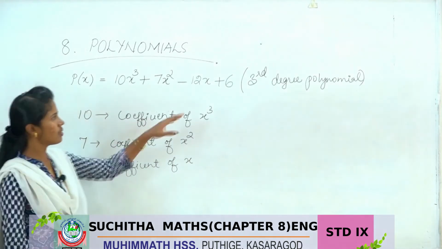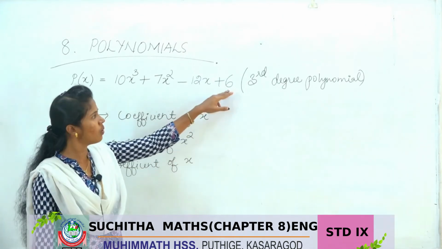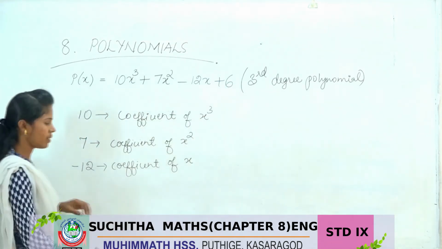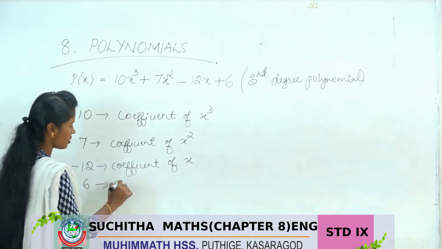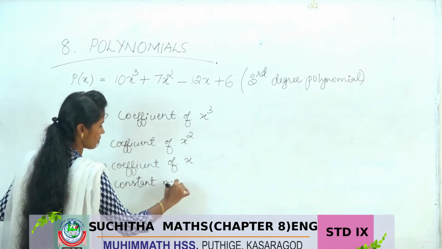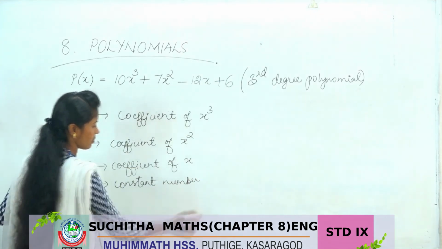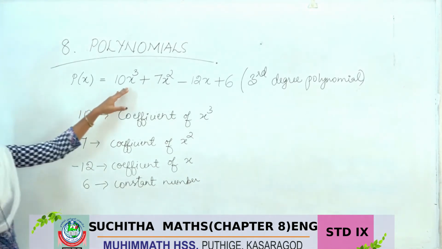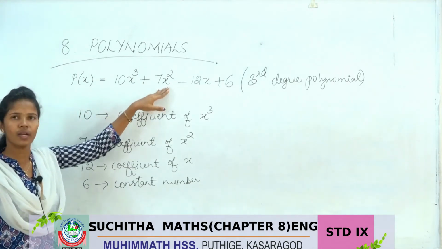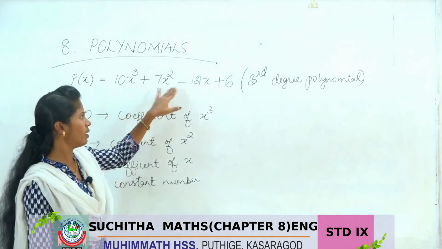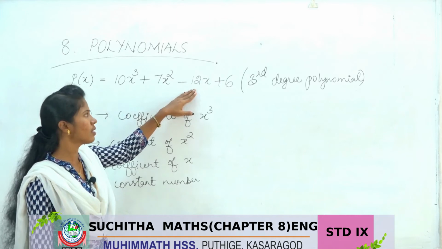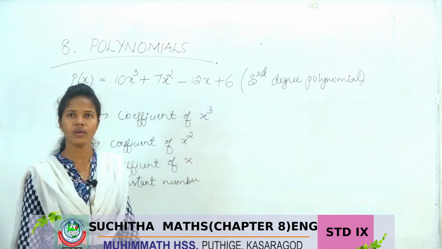And the last number is 6. There is no x here. So this number is called constant term. Here 6 is the constant term. So a number written with x cube is coefficient of x cube. Number written with x square is coefficient of x square. And number written with x is coefficient of x. And the last term is called constant term. Understood?